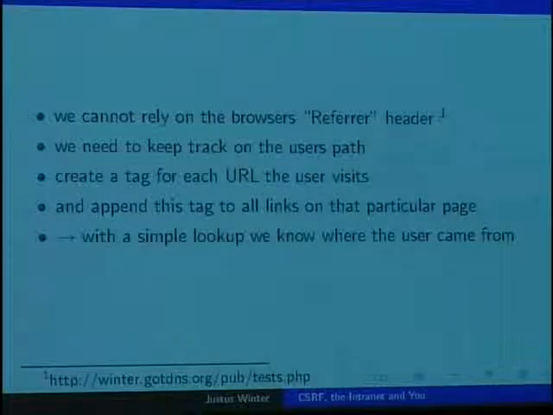So we need to track the user ourselves. We do that by creating a tag, just a random number, for each URL the user visits. Then we attach this tag to all links and all forms in the HTML page. If we get the next request, because the user clicked on one of those links, we get this tag, and we just do a database lookup, and we know where the user came from.